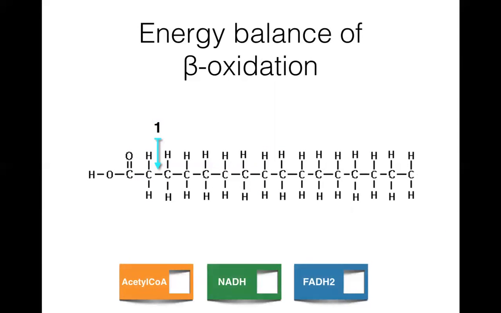Let's now take a look at the energy balance of beta oxidation. How many acetyl-CoA, NADH, and FADH2 will be generated? So let's take a look at palmitic acid here. Each slice downward represents 1 round of beta oxidation, which is made up of the 4 steps we have mentioned, and we have here the scorecard. We'll count how many acetyl-CoA, NADH, and FADH2 are generated with each round. So in the first round of beta oxidation, we generate 1 acetyl-CoA, 1 NADH2, and 1 FADH2.